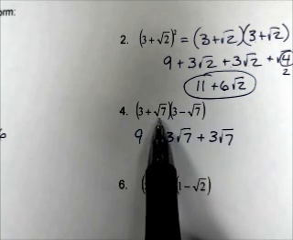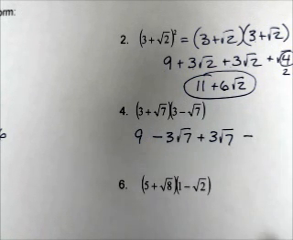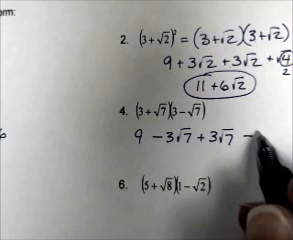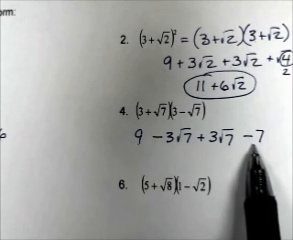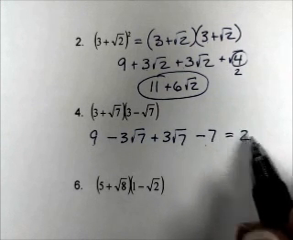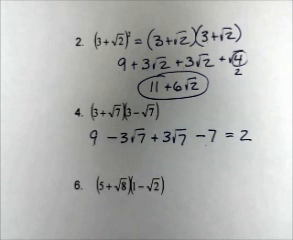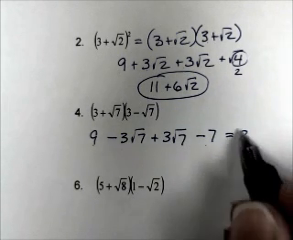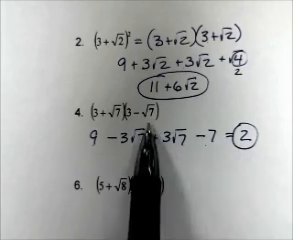And the last, positive square root of 7 times negative square root of 7 would be negative 7, right? Negative square root of 9, or excuse me, negative square root of 49, and square root of 49 is 7. So combining 9 minus 7 is 2, and negative 3 square root of 7 and positive 3 square root of 7 is 0. So our answer here is 2, which is a rational number.